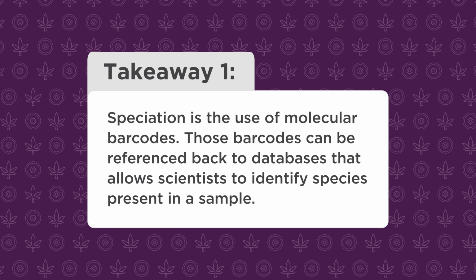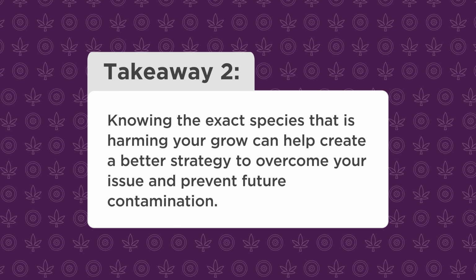If you've taken anything from this video, here are 3 main points you should consider. First, speciation is the use of molecular barcodes, or very specific genetic sequences within all organisms, that can be referenced against a large database collected by scientists all throughout the planet to positively identify exactly what species is present on your sample. Second, the use of speciation can be wildly beneficial to a cultivator, as knowing the exact organism that you're trying to combat can allow you to strategize and tailor your approach to remove this problem from your grow so that you don't have to deal with it in the future.